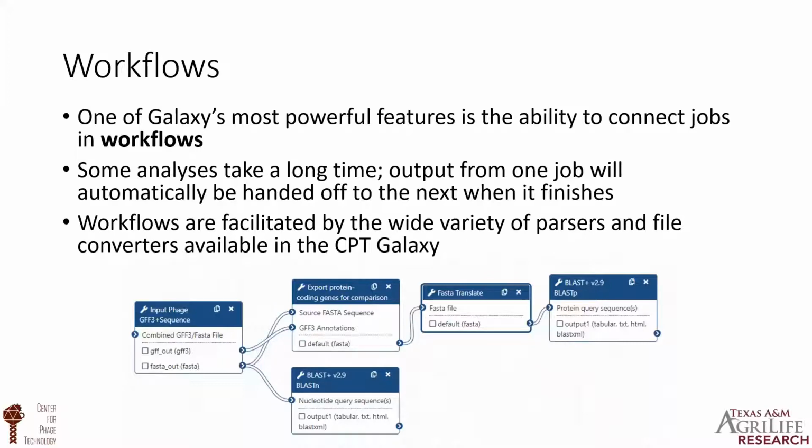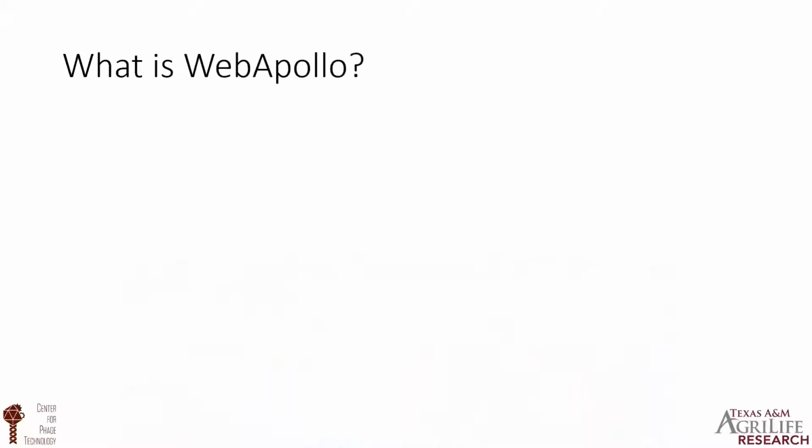Workflows are facilitated by the wide variety of parsers and converters that are available in the CPT Galaxy. Some of these are shown here in this window, for example, tools for exporting protein coding genes and for translating DNA into protein.